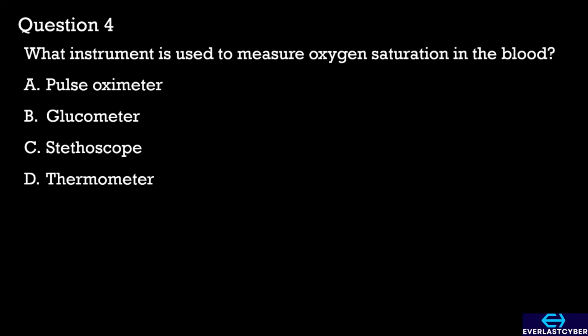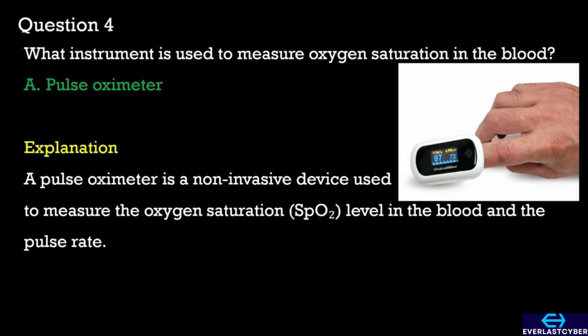A glucometer measures blood glucose levels but not oxygen saturation. A stethoscope is used to listen to the heart, lung, and bowel sounds, but it's not for measuring oxygen level. And a thermometer measures body temperature. So, out of the options, the one that measures oxygen saturation in the blood is the pulse oximeter. It typically clips onto a patient's finger, their toe, or their earlobe, and it uses light sensors to detect how much oxygen is carried by hemoglobin in the blood.